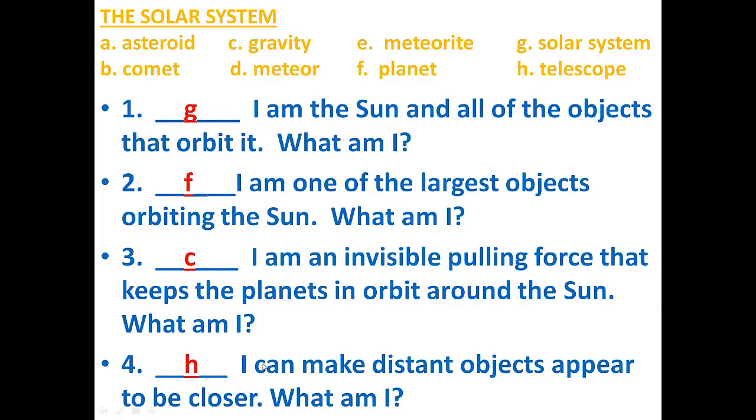Number 4, I can make distant objects appear to be closer. What am I? We all know the answer, the telescope. The answer is telescope. The telescope is H. The answer for number 4 is H.